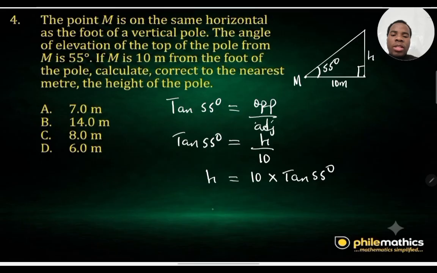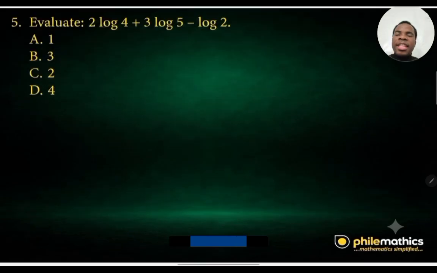If we press this on our calculator, we'll have that our h is 14.28 meter, but we are asked to leave our answer correct to the nearest meter. Correct to the nearest meter is the same as correct to the nearest whole number. The closest whole number to this, or the closest meter to this, is simply 14.0 meter.